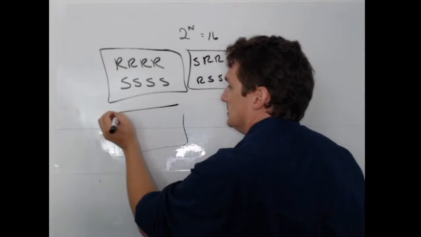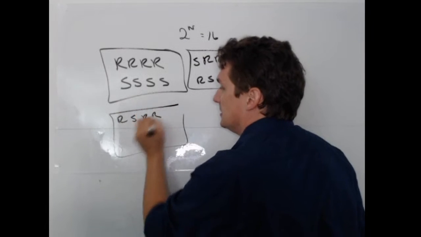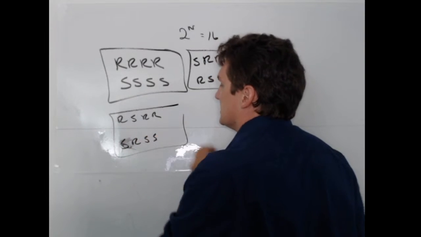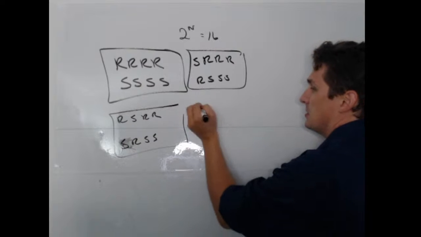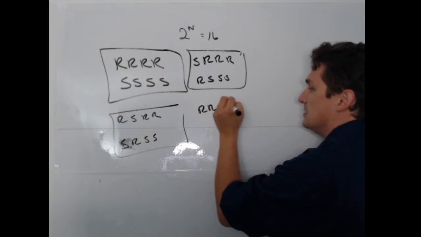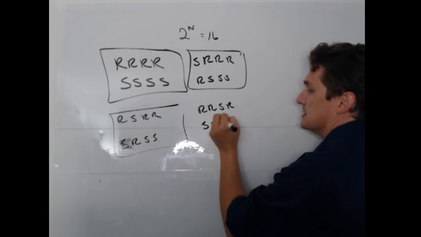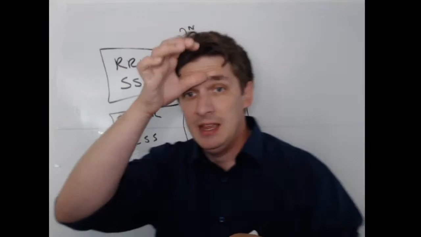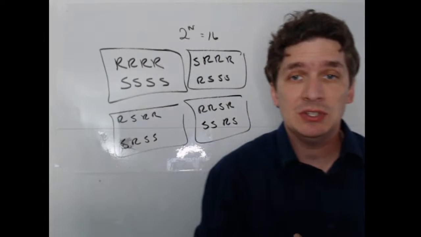I could change the second R: R, R, S, R, and its enantiomer is S, S, R, S. I could change the third R: R, R, R, S, and this gives me S, S, S, R as the enantiomer. So I'm at 8, I'm already halfway there. And that's pretty much what you're going to do with this: you're going to iterate these.